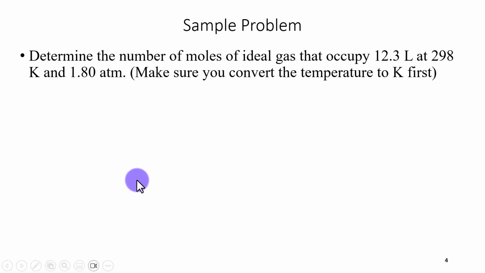This next sample problem asks you to calculate the number of moles of the ideal gas that has a volume of 12.3 liters at 298 Kelvin and 1.8 atmosphere. This is my mistake. You don't need to convert the temperature to Kelvin first because it is given to you in Kelvin. Use the same setup, P times V equals N times R times T. Substituting, plugging in these values for volume, temperature and pressure, and the R that is already given to you as a constant.